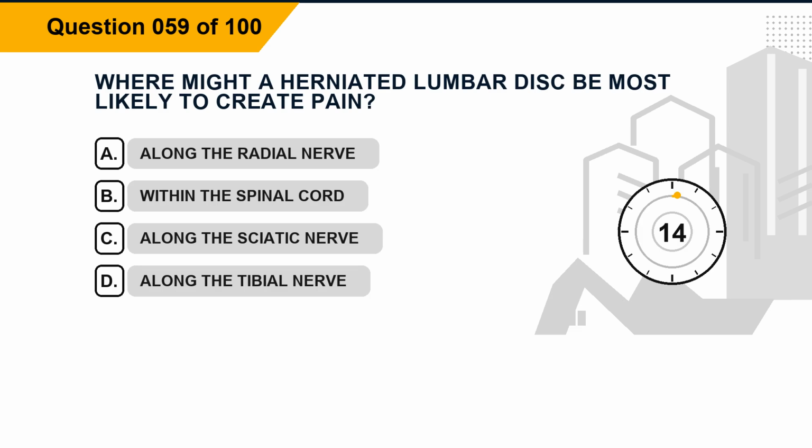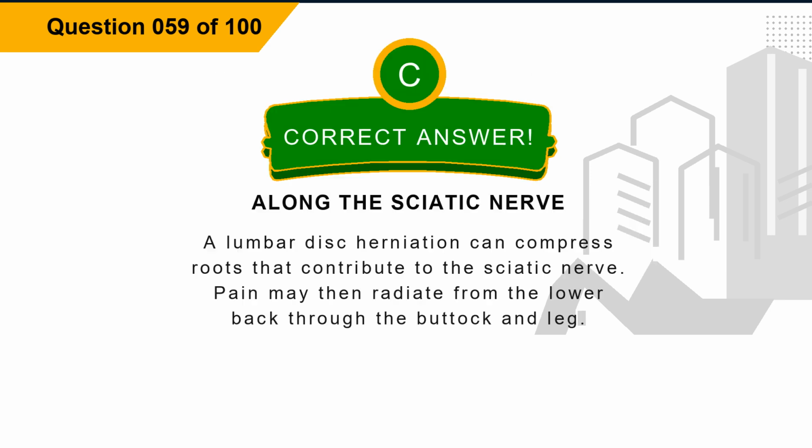Question 59. Where might a herniated lumbar disc be most likely to create pain? Option A, along the radial nerve. Option B, within the spinal cord. Option C, along the sciatic nerve. Option D, along the tibial nerve. The correct answer is option C, along the sciatic nerve. Explanation. A lumbar disc herniation can compress roots that contribute to the sciatic nerve. Pain may then radiate from the lower back through the buttock and leg.